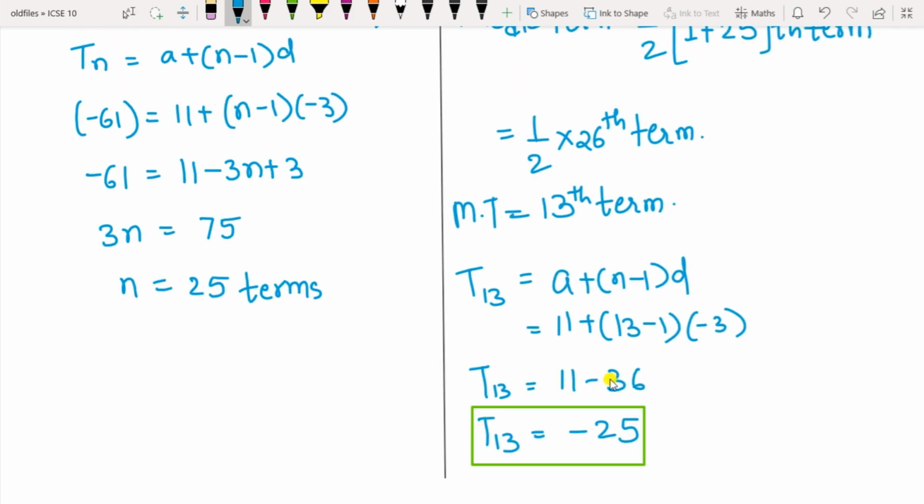So this was all about your Exercise 10A of arithmetic progression, where you have to find the number of terms and the last term.